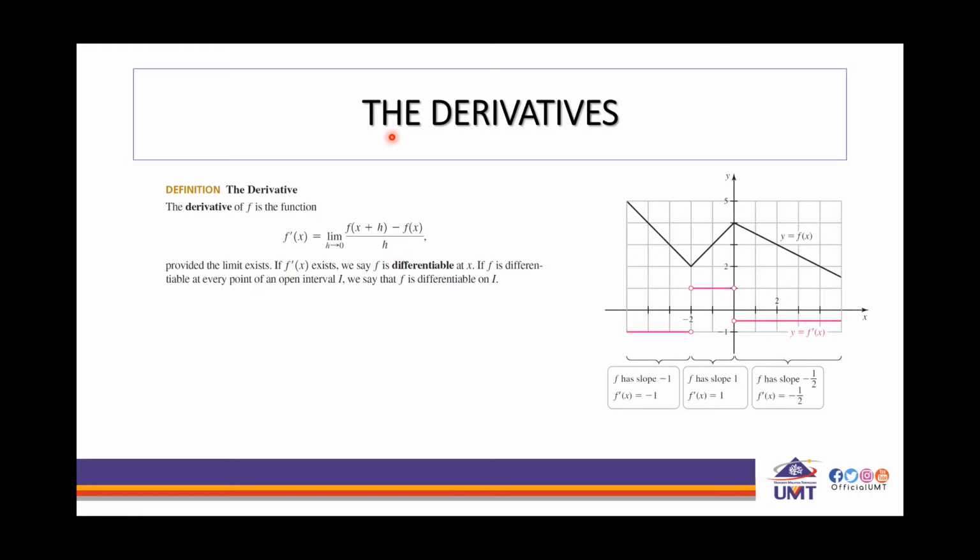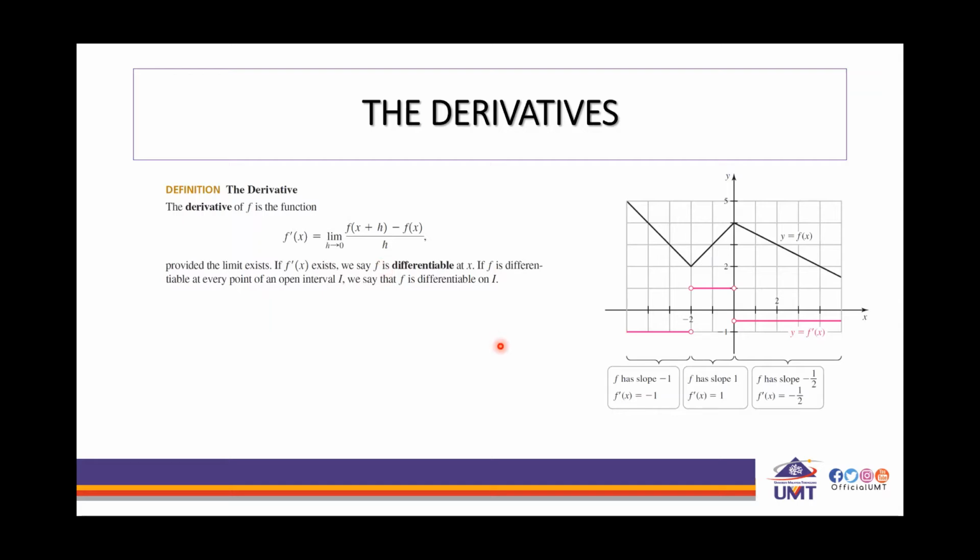So the derivative of f is the function where f prime x or df over dx, this is the same, equals to limit h approaching 0 where f(x plus h) minus f(x) divided by h, provided the limit exists. Okay. If f prime x exists, we say f is differentiable at x. If f is differentiable at every point of an interval I, we say that f is differentiable on I.